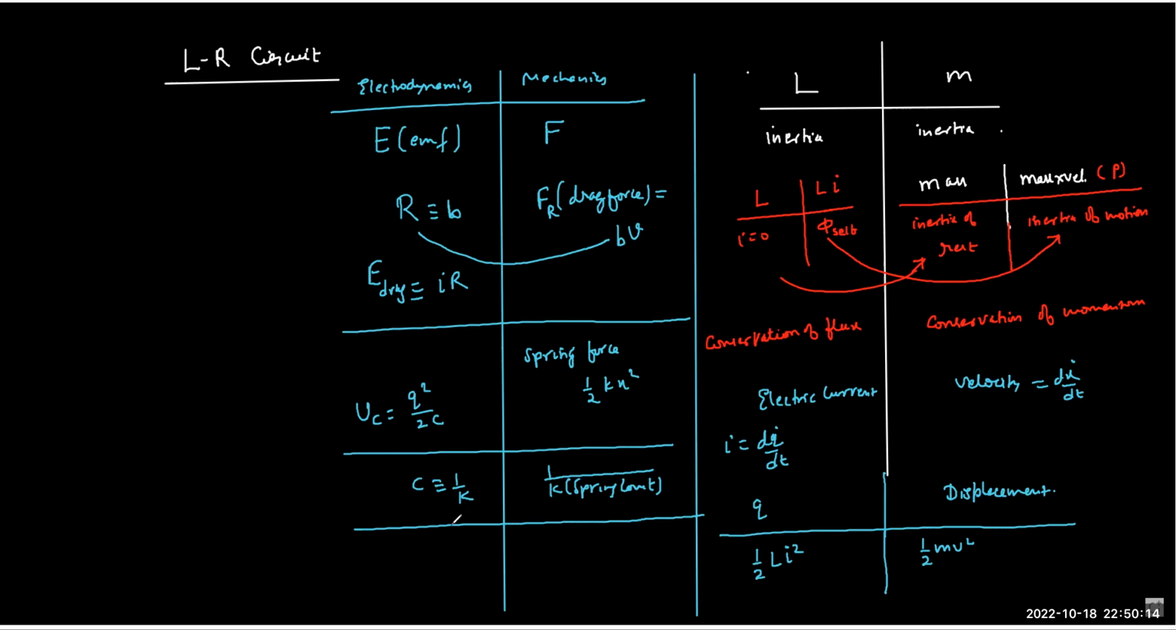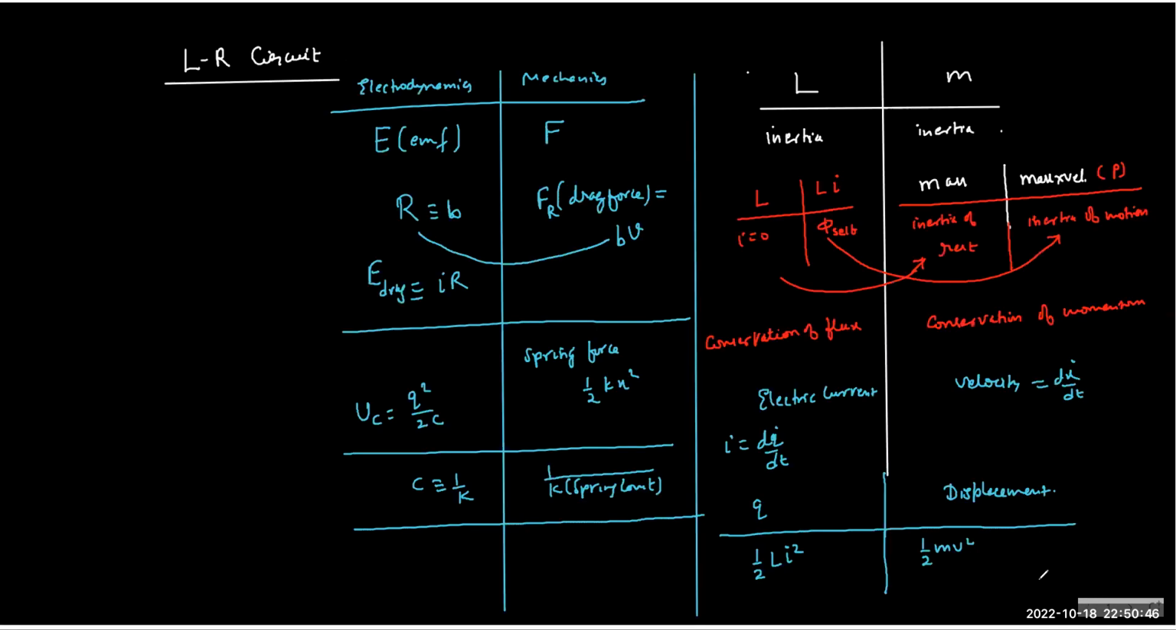Anything else you can think of from mechanics to here? Potential energy, kinetic energy. Fine. So let's move towards the LR circuit. Sir, heat and friction. Yeah. So friction will come under the drag force, like mu into L. Something like this.